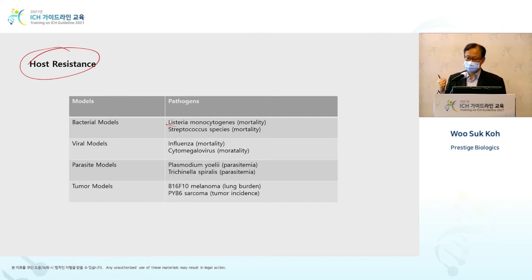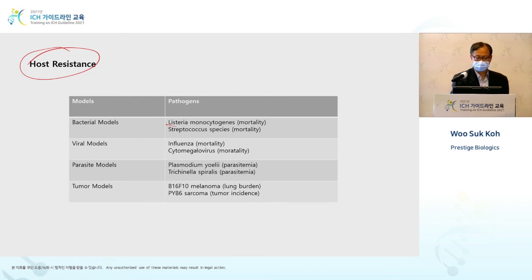But there are two issues. First of all, it's really difficult to handle Listeria in the animal lab. BL2 or BL3, depending on the bacteria, the requirement would be very difficult to follow, so it's not easy to do it actually in the animal lab. And if you think about the animal welfare, the end point cannot be set at the mortality, even if it's an animal.